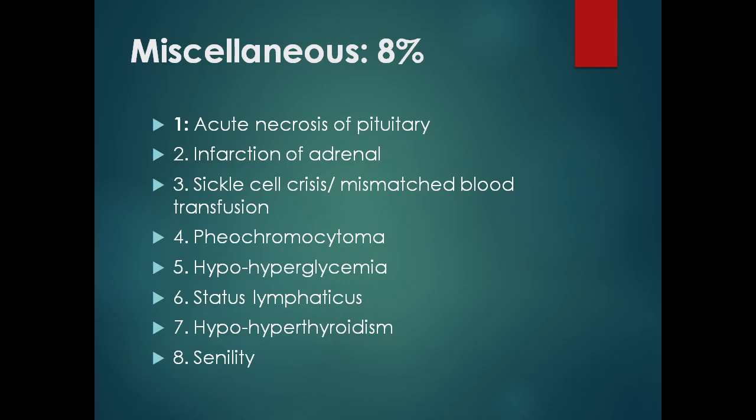Then miscellaneous causes, which amount to 8%. Acute necrosis of pituitary, infarction of adrenal, sickle cell crisis, mismatched blood transfusion, pheochromocytoma, hypoglycemia and hyperglycemia, status lymphaticus, hypothyroidism and hyperthyroidism, and senility. These are the miscellaneous causes amounting to 8% of sudden natural causes.